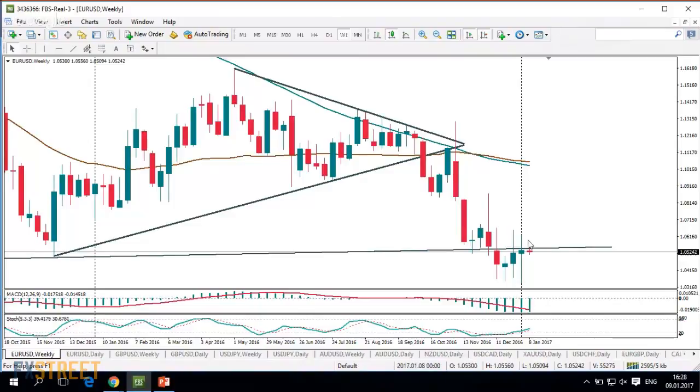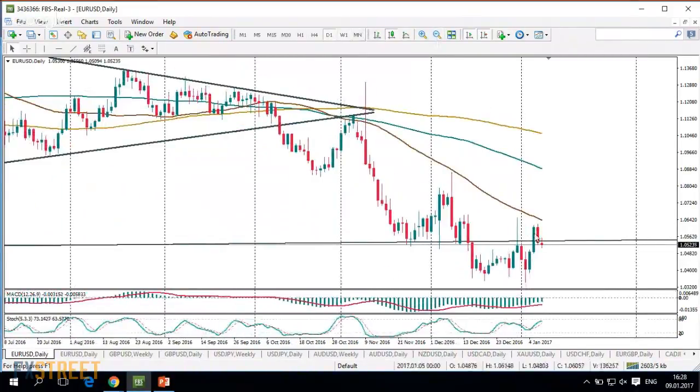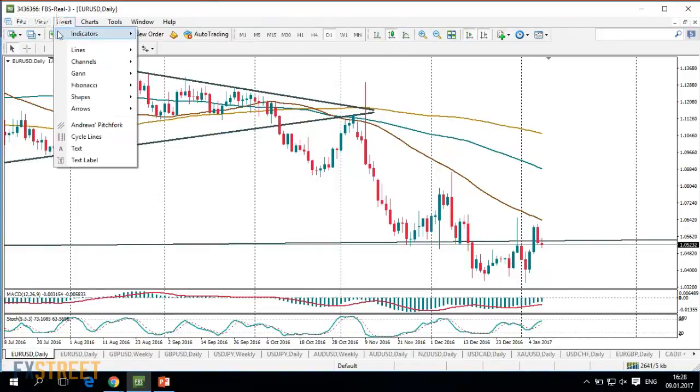If we look at the daily chart, we can see that on Friday there was a bearish candle formed here. The US dollar strengthened on the non-farm payrolls release, and this is a dark cloud cover pattern, which says that the bearish pressure may take place in the next few sessions. Also, this pattern was formed at the upper Bollinger Band.